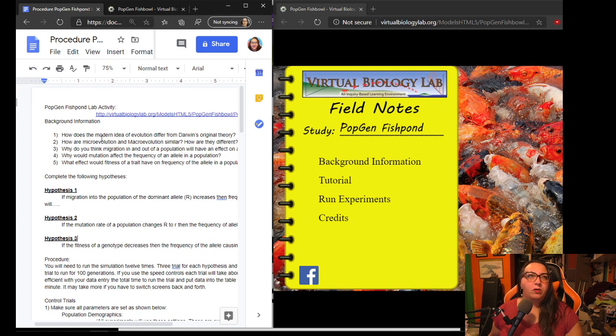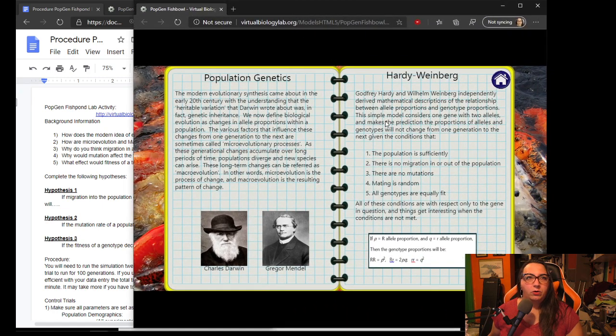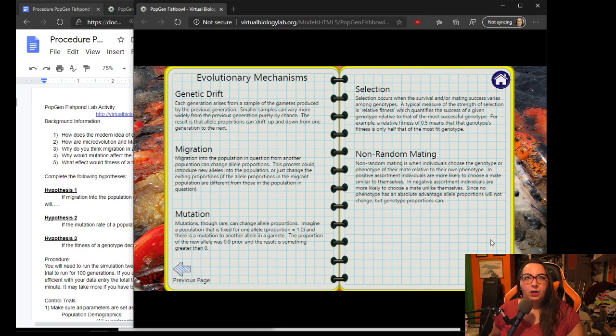So it starts off with background information, and the lab does have this background section here. And that's kind of where you want to start off. It does talk about population genetics and Hardy Weinberg, who came up with all of these ideas. It talks about how modern theory of evolution is a little bit different from what Darwin had in mind when he came up with this. Click next, and it runs through all of these evolutionary mechanisms.